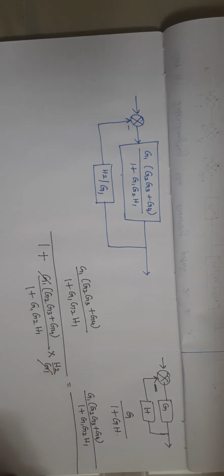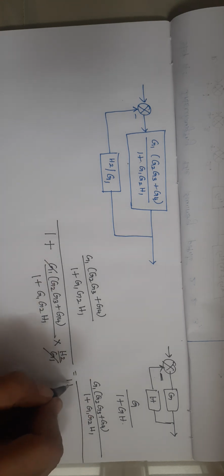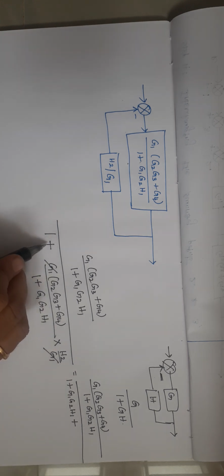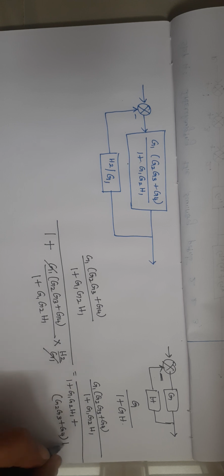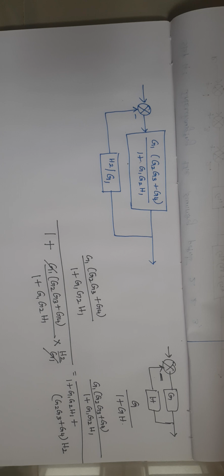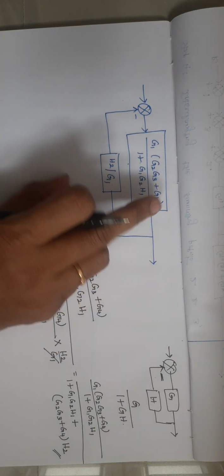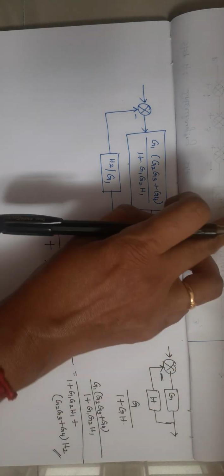And the entire expression divided by, just when you take LCM here, this entire expression will get multiplied with this 1. So you will be having 1 plus G1 G2 H1 plus, the remaining things will be (G2 G3 plus G4) into H2. So this is our final answer while solving this feedback loop. So just write this expression over here.